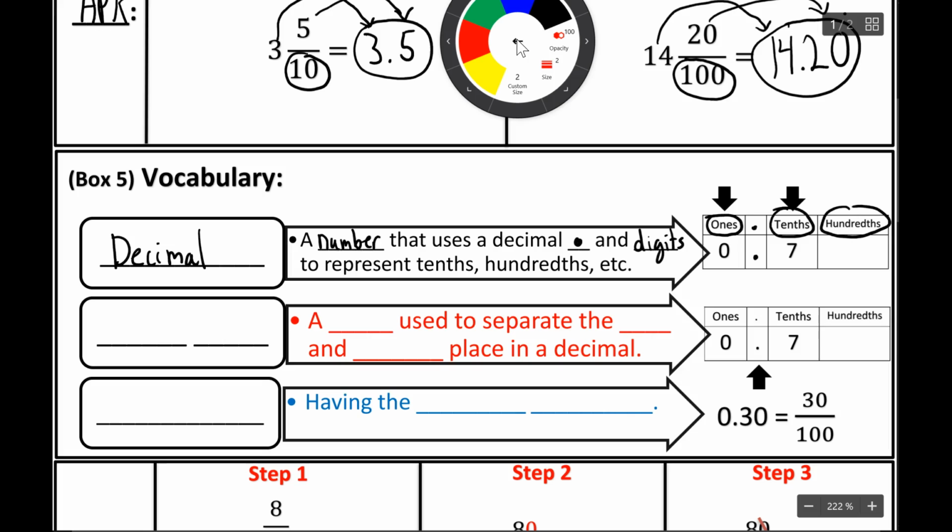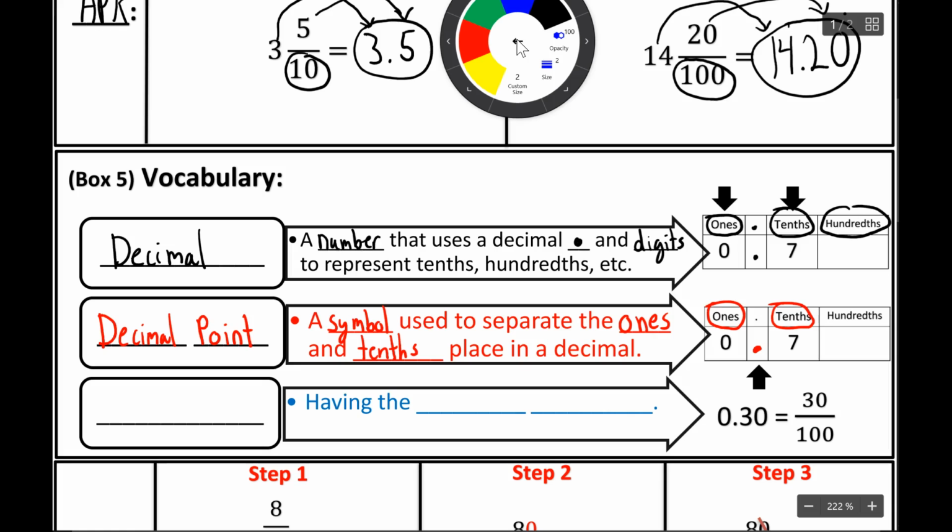So let's go into our next vocabulary term, which is a decimal point, okay? A decimal point. And this is a symbol used to separate the ones and tenths place in a decimal, okay? So here I have my ones, here I have my tenths, and the decimal point is right in the middle, and it is separating those, okay? Just kind of keep that in mind.